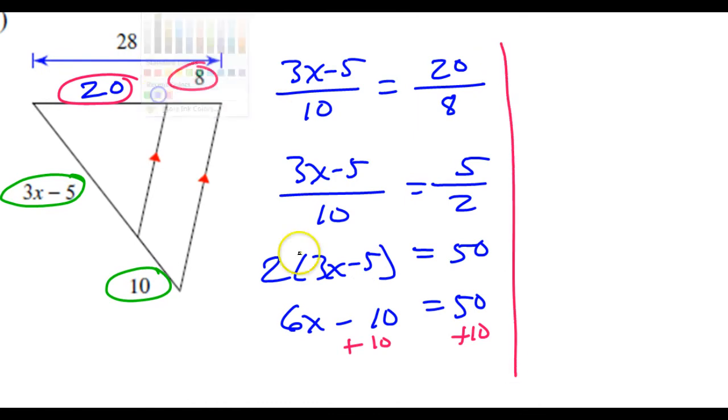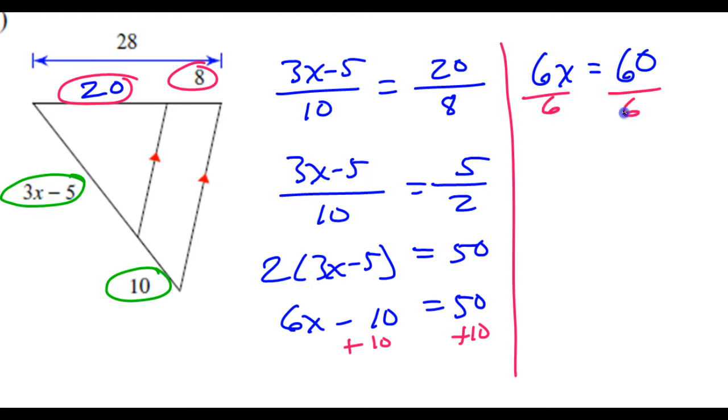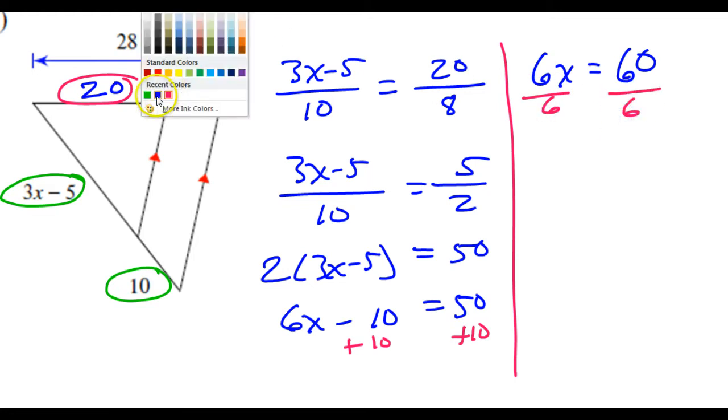So that'll give me 6x is equal to 60. So if I divide by 6 on both sides, I'm going to get x equals 10.